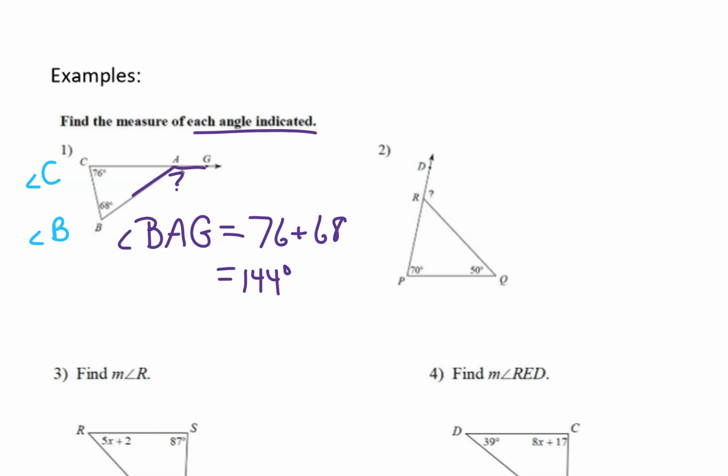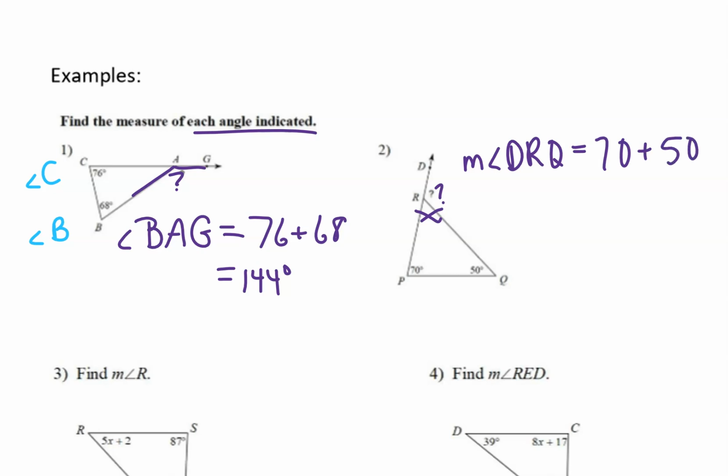On number 2, we're looking for this angle here, so we're looking for the measure of angle DRQ or QRD. The little M in the front of the angle stands for measure, so we know that we're looking for how many degrees that angle is. And then we would use the two angles. We wouldn't use this angle here that's inside. We would have to use the opposite two, so 70 and 50.